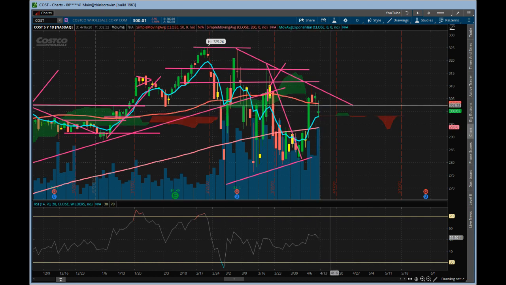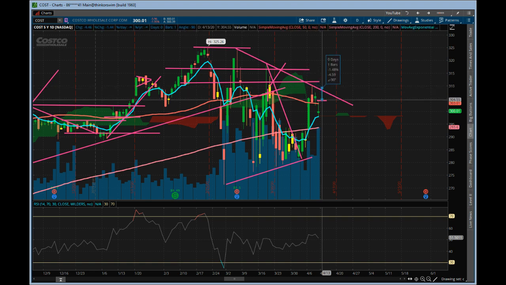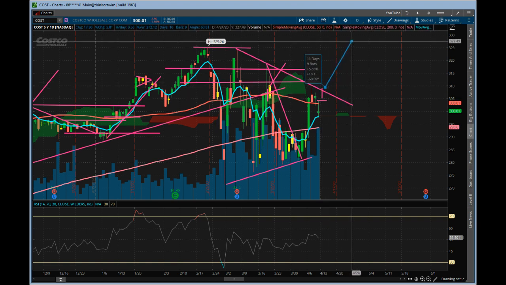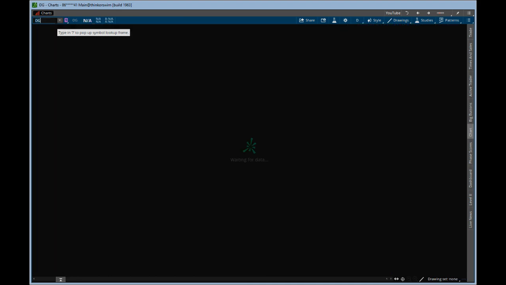Had good numbers that came out, and it broke down on those good numbers because they said it wasn't as good as Wall Street expected. But if it does hold these levels, it does hold the cloud and can get back above this 50 moving average, we might be able to get above this geometric line right here, right? If we can do that, then Costco may try to plow its way up a little bit. So definitely one we're keeping an eye on.